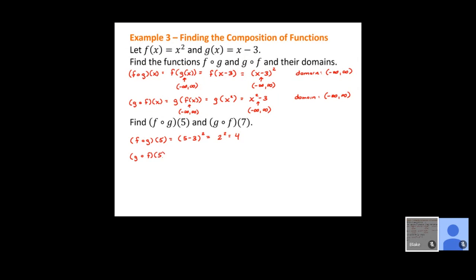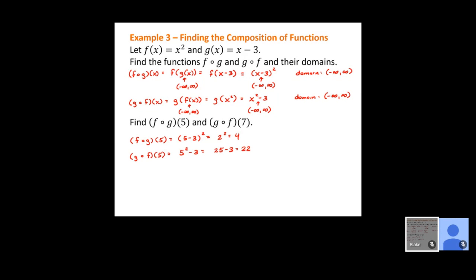Now let's look at g of f of 5. So again, we already know g of f, so we can just substitute 5 into that function. This time that's going to be 5 squared minus 3. And so what would that give us? 22, good. So 25 minus 3, which is 22.